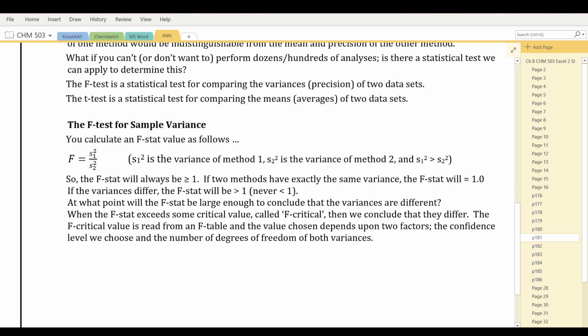Well, then the question arises, at what point will the F-stat be large enough to conclude that the variances are different? Well, when F-stat exceeds some critical value called F-critical, then we conclude that they differ. And the F-critical value is read from an F-table, and the value chosen depends upon two factors: the confidence level we choose and the number of degrees of freedom of both variances.